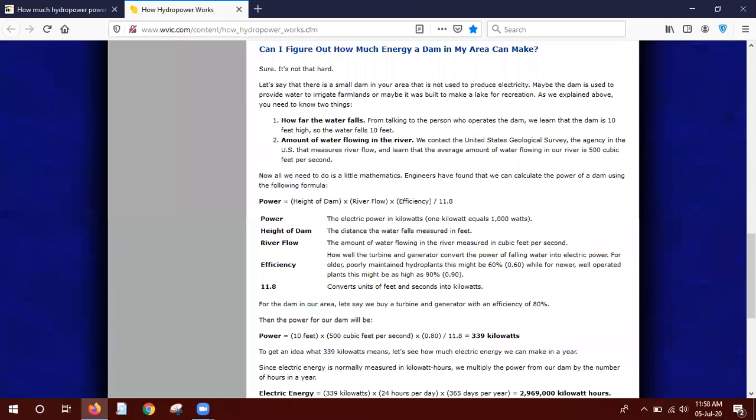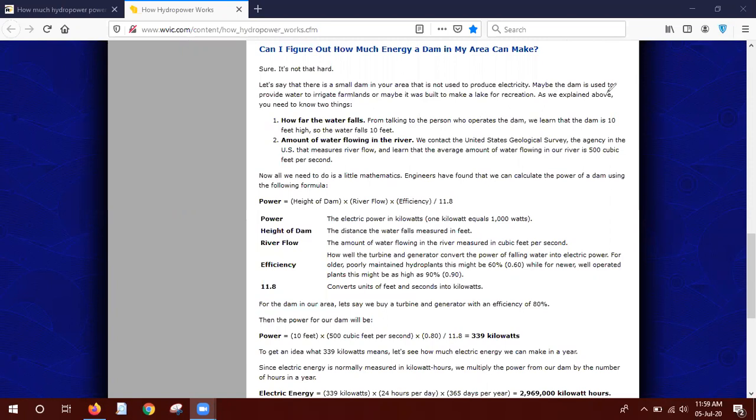We will solve some of the mathematics. But before going to mathematics, let me gather some knowledge from the practical websites, the factors that are important for hydroelectric power plant energy calculations. If you see this diagram: how can I figure out how much energy a dam in my area can make? Suppose you have a dam in an area, or you can make a dam in an area. You need to know how much energy you can produce from there.